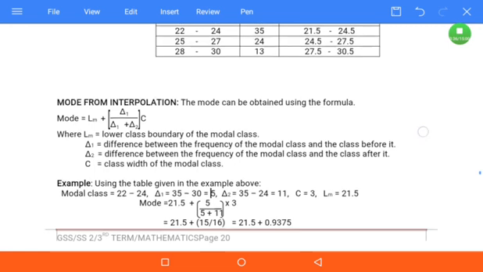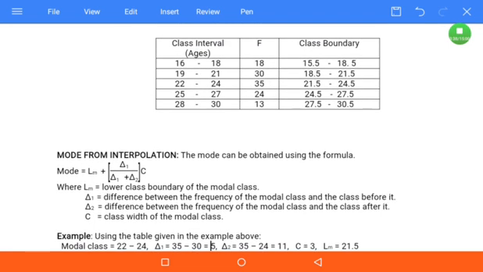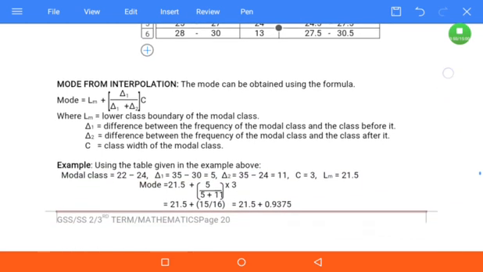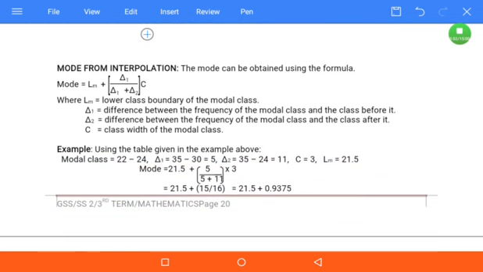Now delta 2. How do we get delta 2? Frequency of the modal class minus frequency of the class after. The frequency of the class after 35 is 24. So you say 35 minus 24, that gives us 11. Can you see that?